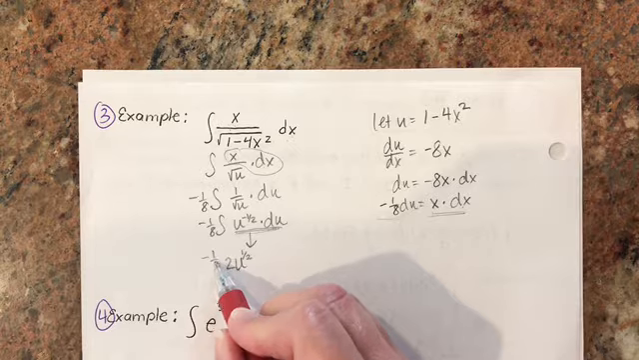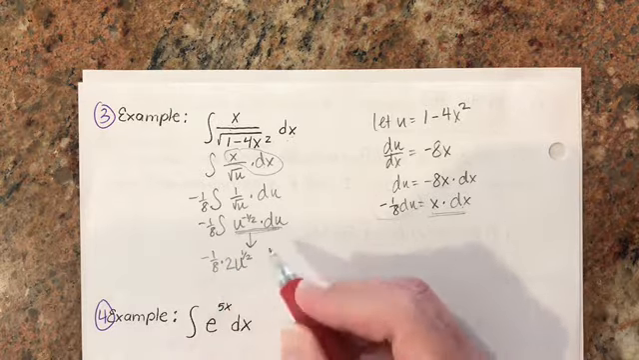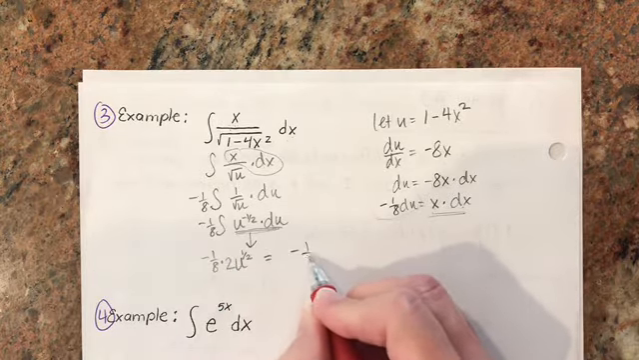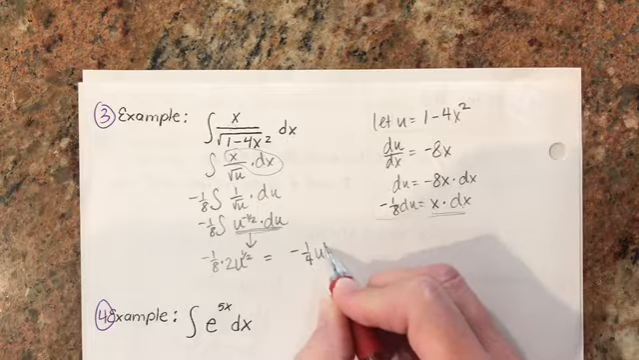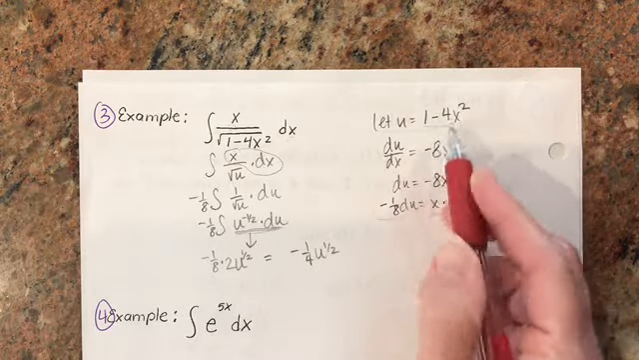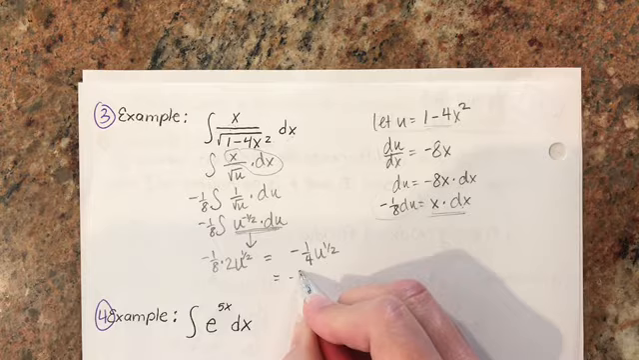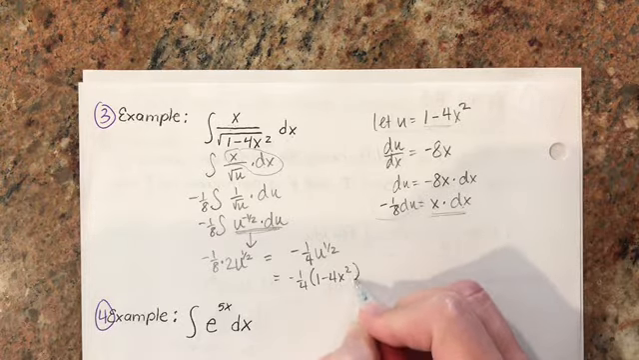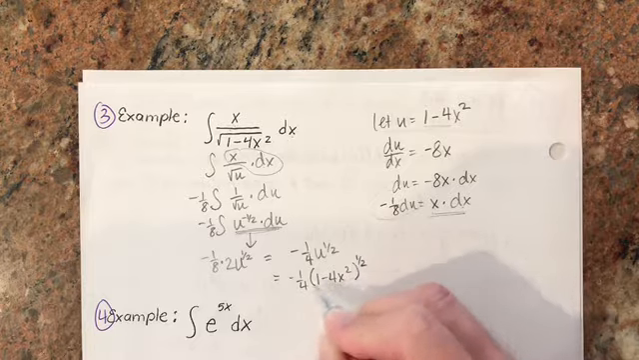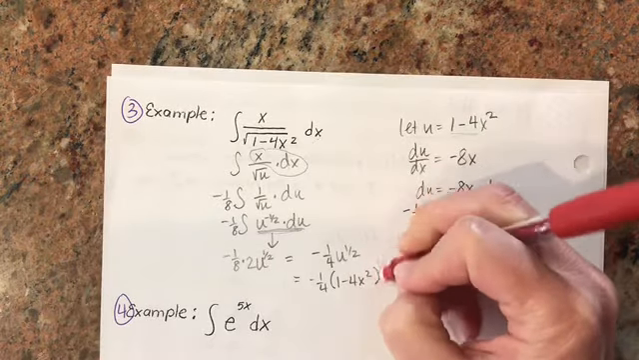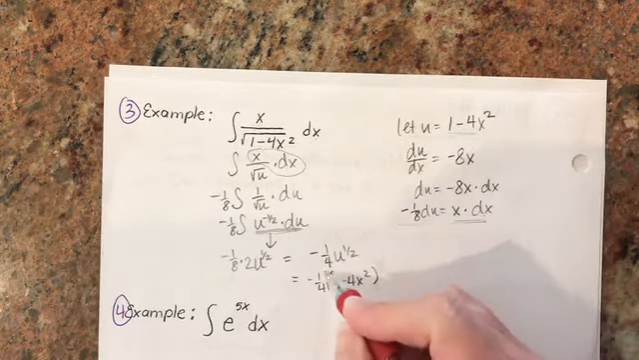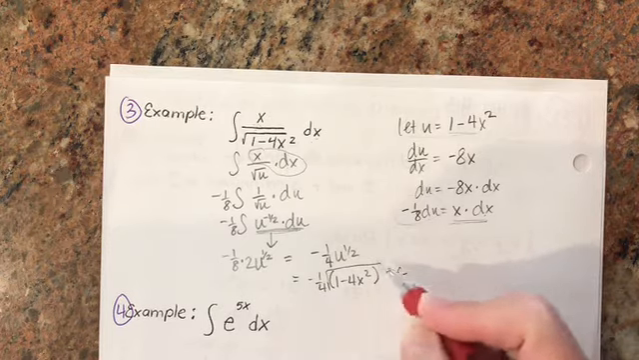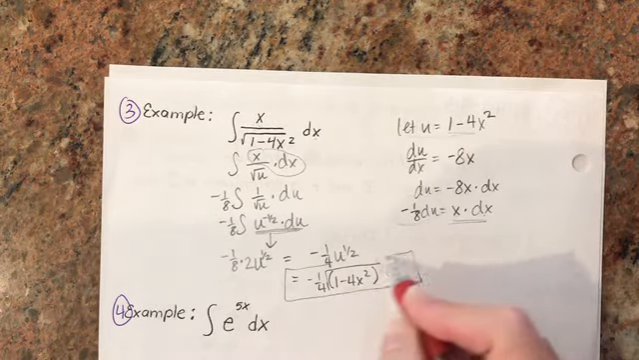And then I need to bring down this negative 1/8. So this is going to equal negative 1/4 u to the 1/2. And now sub back in what u equals. So negative 1/4, 1 minus 4x squared to the 1/2, or we could make that a square root. I think I like that better. And then for your final answer, make sure you write that plus c.